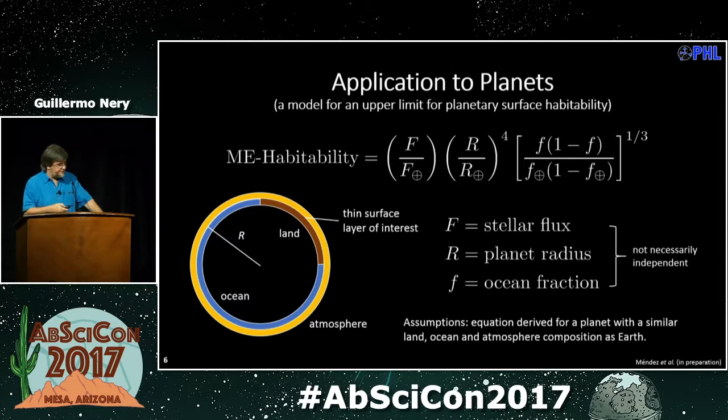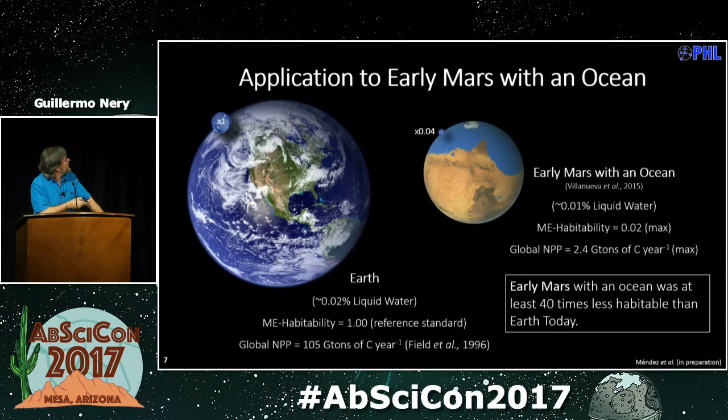Applying that to early Mars with an ocean. So Earth is our point of reference, so that Earth then has a mass energy habitability of 1 with a global NPP of 105 gigatons of carbon per year. Now, comparing that to early Mars with an ocean, the mass energy habitability of early Mars would be 0.02, and that would correspond to a global NPP of 2.4 gigatons of carbon per year. So early Mars with an ocean was at least 40 times less habitable than Earth today.